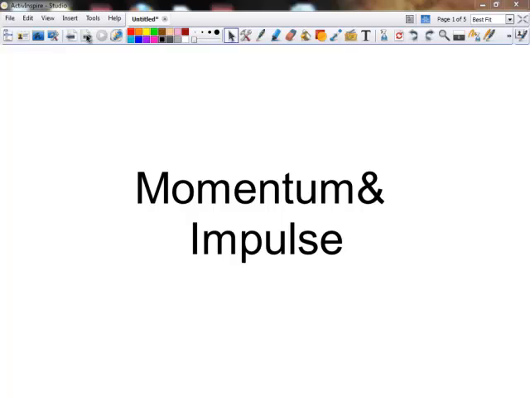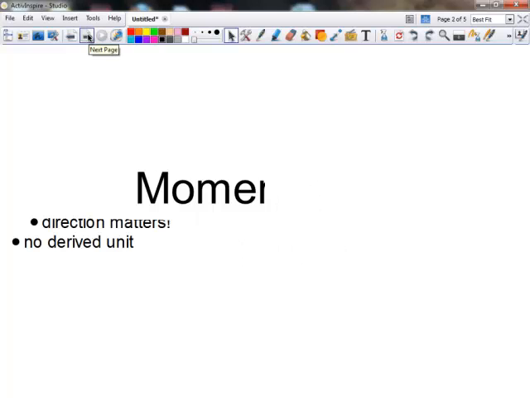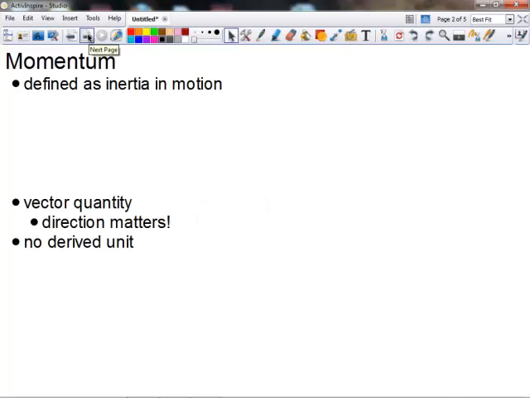Hello, today we're going to talk briefly about momentum and impulse. Momentum is defined as inertia in motion, and if that's not a physics definition for you, I don't know what is. Think back to when we talked about Newton's laws of motion.